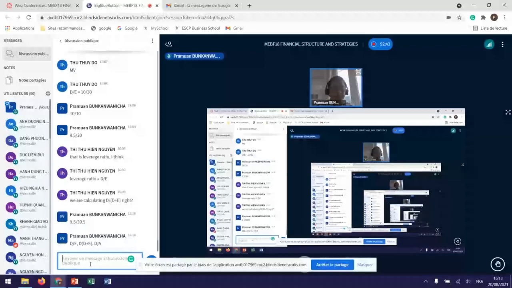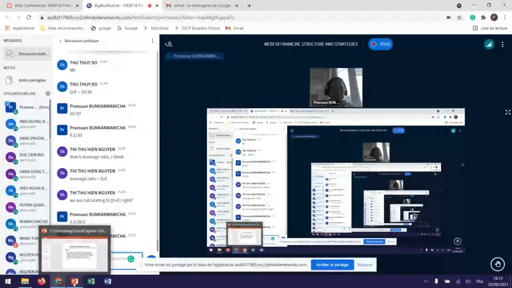It's like when you calculate the ROA, return on assets. Sometimes people use net income over total assets, some people use EBIT over total assets, some people use EBITDA over total assets. It depends on how you interpret those ratios. All right, is this clear? Is it okay?